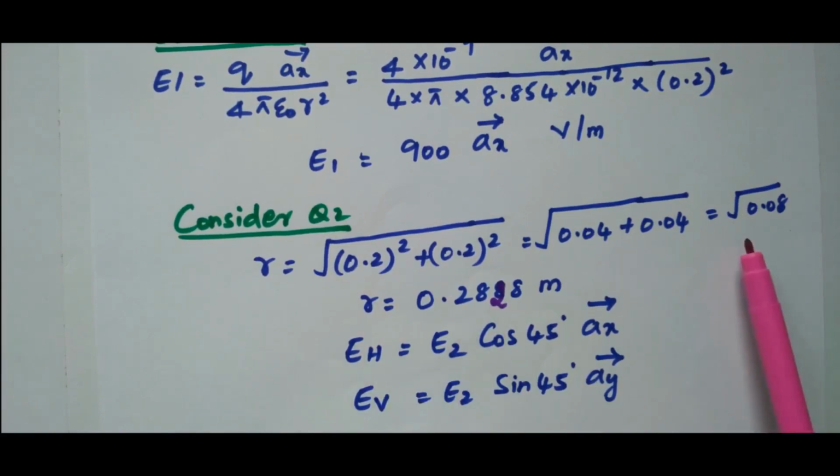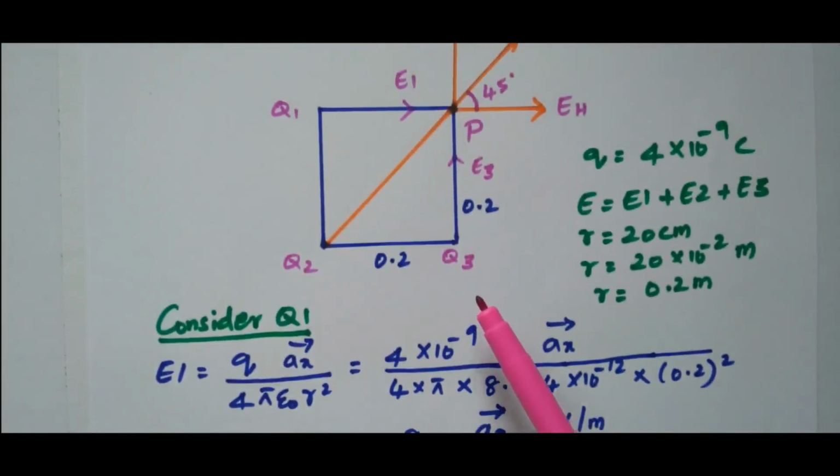While considering Q2, we have a horizontal component as well as a vertical component. Horizontal component is in general the total component multiplied by cos of theta. Vertical component equals the total component multiplied by sin of theta. Here theta is 45 degrees. So horizontal component equals total component multiplied by cos 45, and vertical component equals total component multiplied by sin 45. Now what is this r value? We need this r value. That is the important thing.